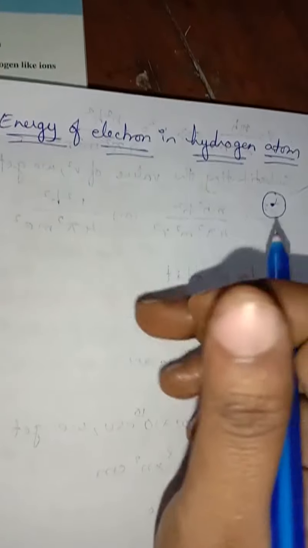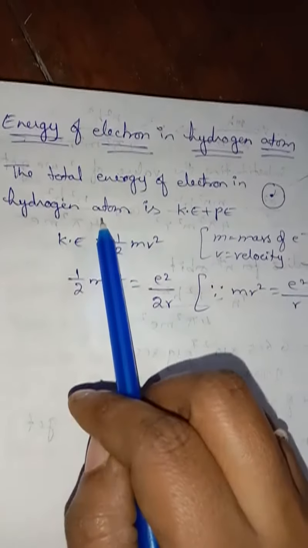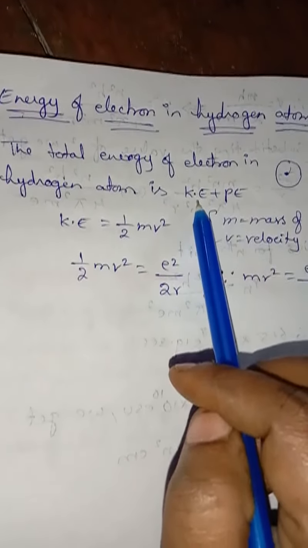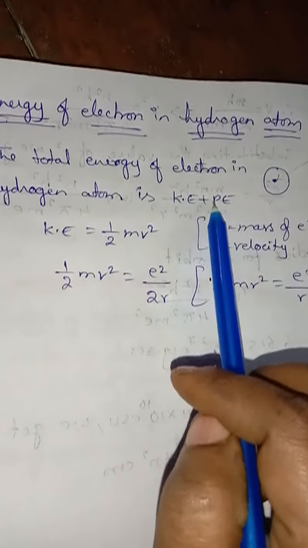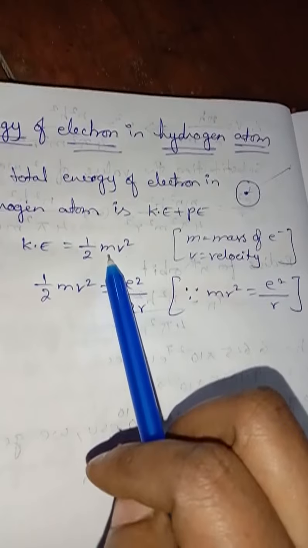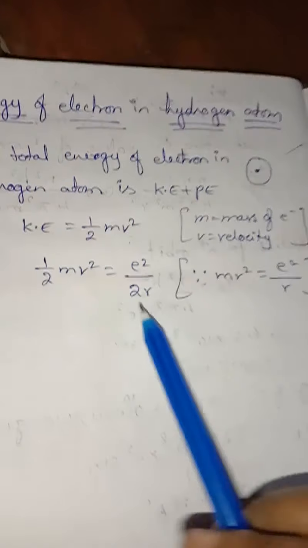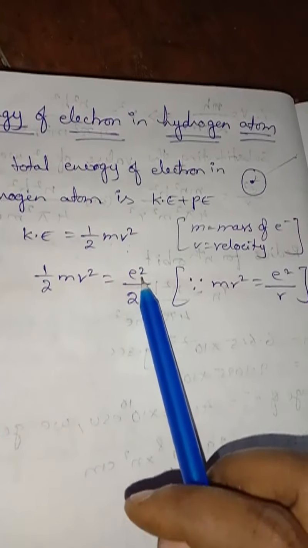So the total energy of an electron in a hydrogen atom is the sum of its kinetic and potential energy. Kinetic energy is K equals half mv square, where m is the mass of an electron and v is the velocity of an electron. So this expression can be written as half mv square equals e square by 2r.